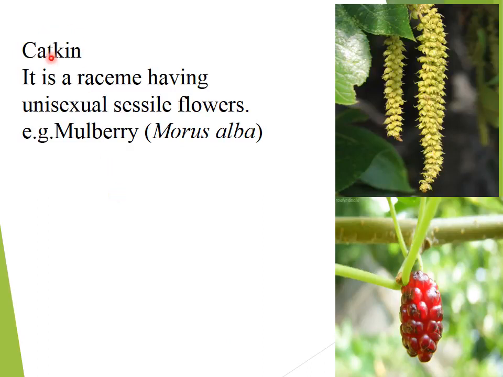Now the catkin. Catkin is a raceme having unisexual sessile flowers. This is the long peduncle, and the long peduncle contains the flowers. These flowers are attached to the lateral sides, but the flowers are unisexual. Female flowers are present here in the mulberry, Morus alba.